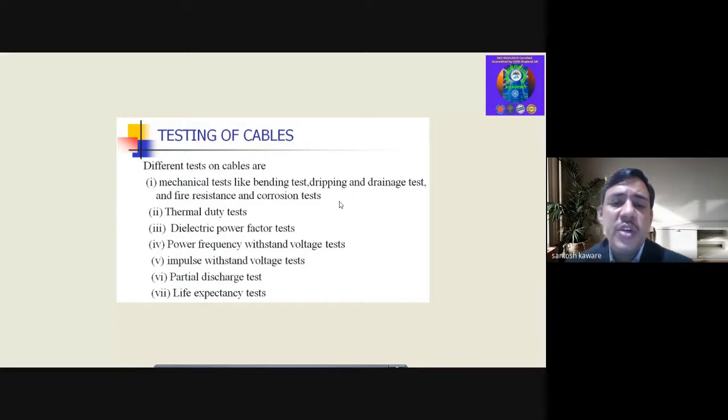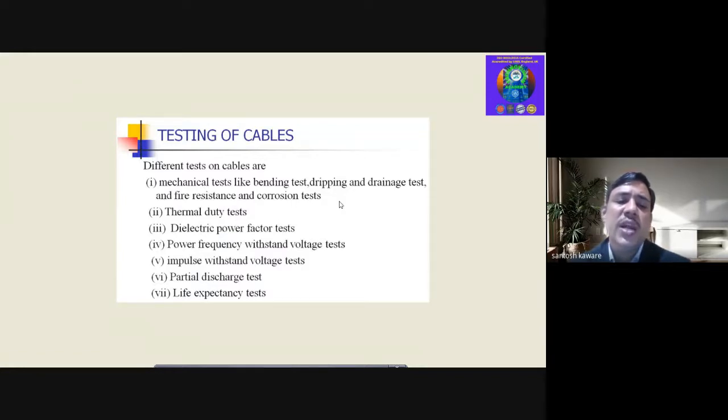Power frequency withstand voltage test, impulse withstand voltage test, impulses, that also we have to check. All of a sudden, suppose over voltage comes, what will happen? Suppose impulse type of voltage gets applied, so what will be the strength of that insulation, that also will get checked. And life expectancy test, that is also there.